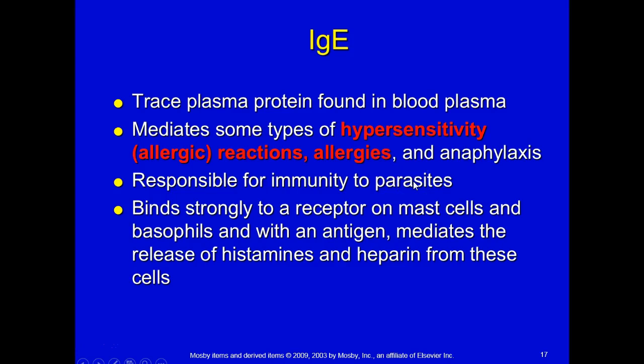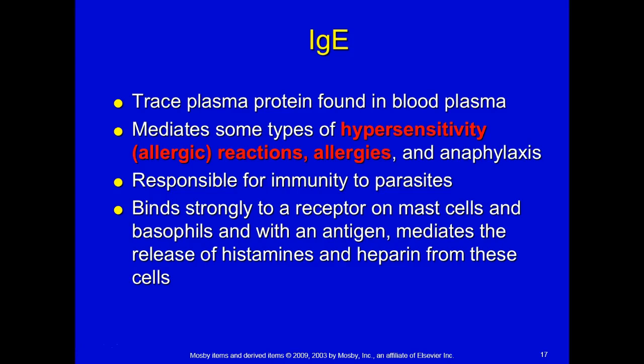IgE is the last one here. This is a trace plasma protein found in blood plasma. It mediates types of hypersensitivity or allergic reactions, or allergies. Allergies sounds like IgEs, right? And anaphylaxis. So it can be increased if you have parasites.